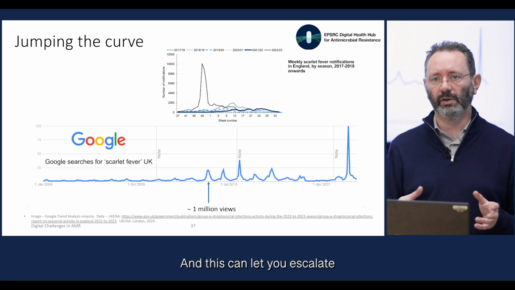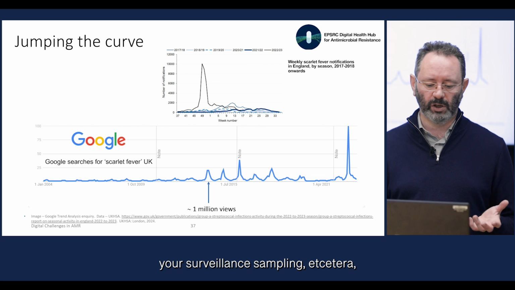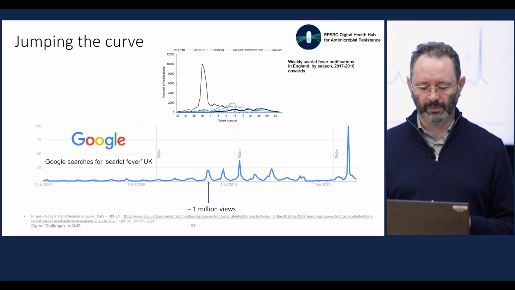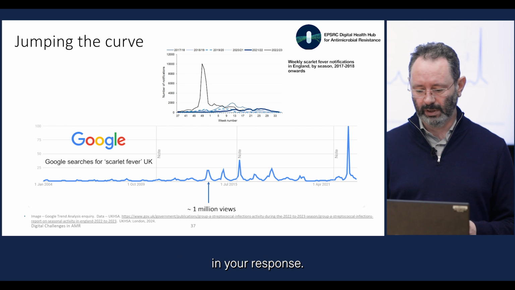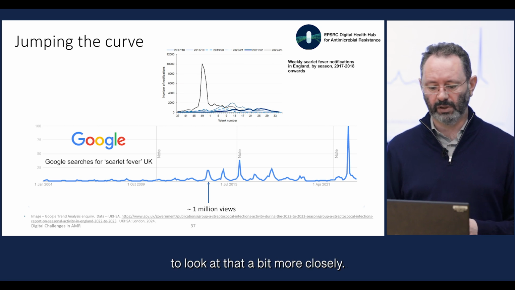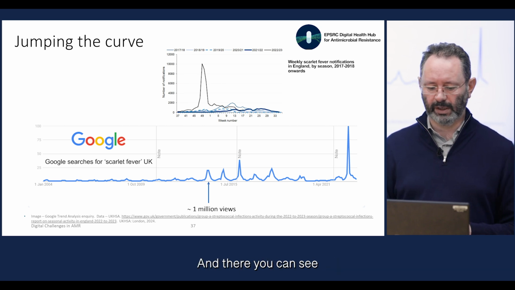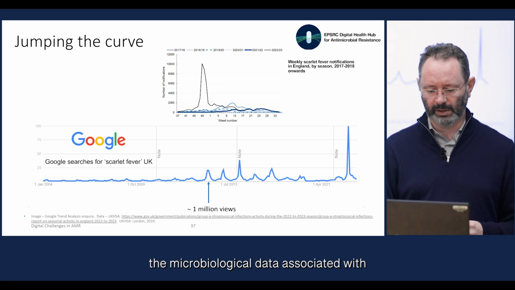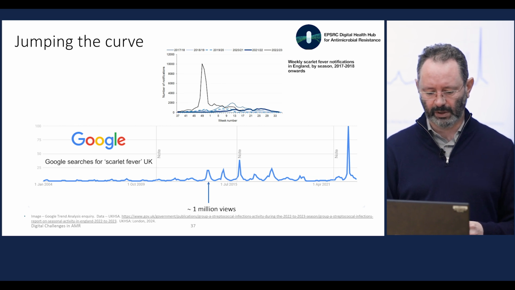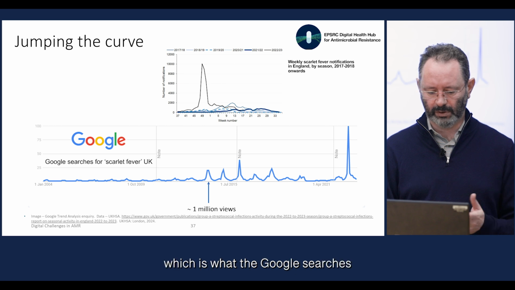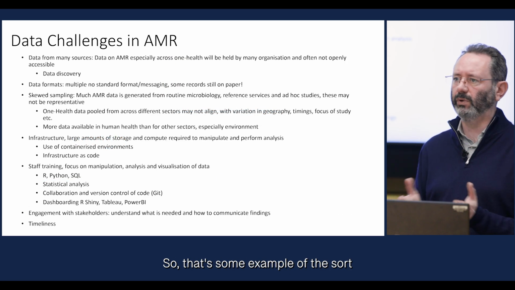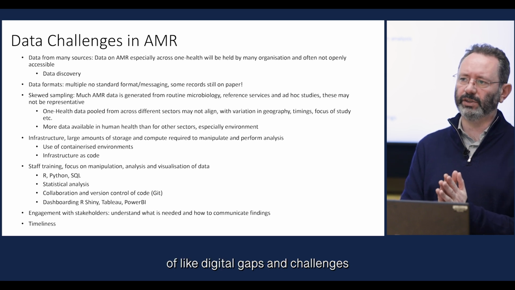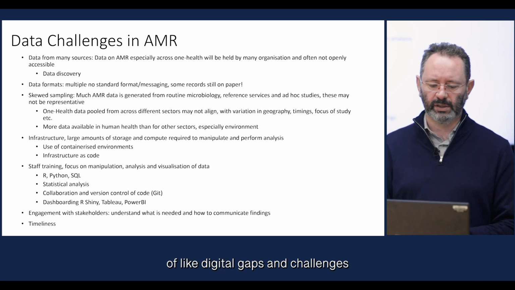And this can let you escalate your surveillance sampling, etc. And this means that you can be more timely in your response. So there's definitely a need to look at that a bit more closely. And there you can see the microbiological data associated with scarlet fever, which is what the Google searches are tracking at the bottom. So that's some example of the sort of digital gaps and challenges around AMR.